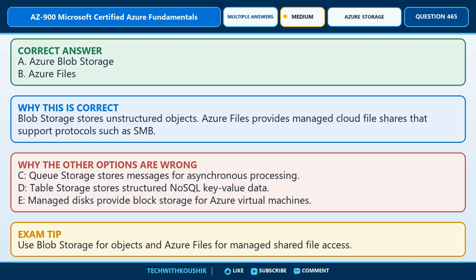The answers that work here are option A, Azure Blob Storage, and option B, Azure Files. Blob storage stores unstructured objects. Azure Files provides managed cloud file shares that support protocols such as SMB. The other choices do not work because C, Queue Storage stores messages for asynchronous processing. D, Table Storage stores structured NoSQL key value data. E, Managed disks provide block storage for Azure virtual machines. Exam tip. Use blob storage for objects and Azure Files for managed shared file access.